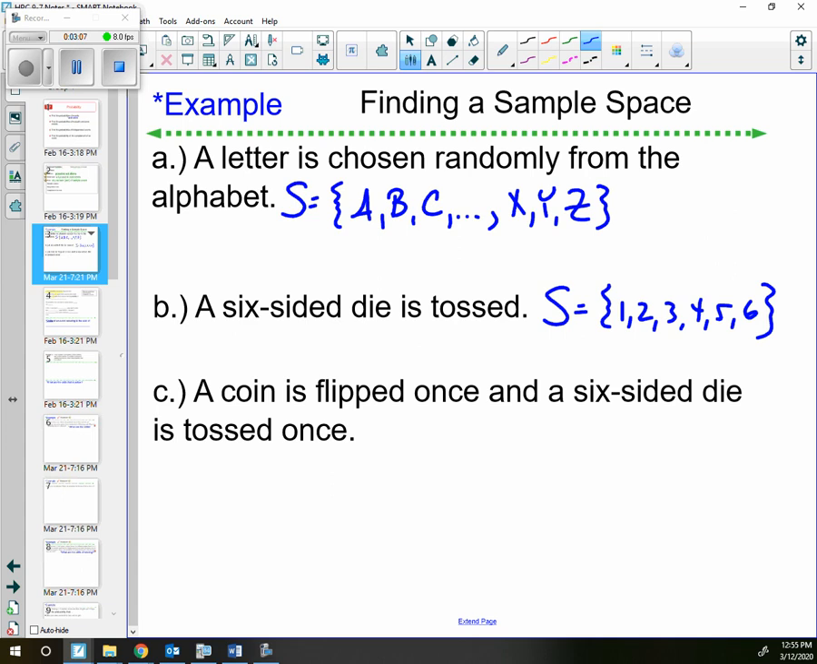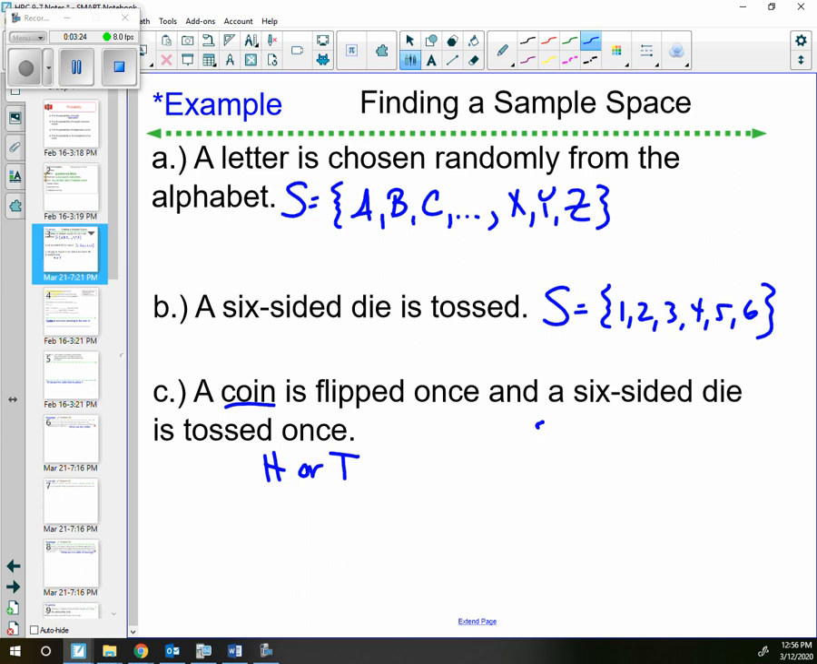If you flip a coin and you toss a die, what would be your sample space? Well, you're going to have two different things to keep track of then. So we have to think about what those outcomes could be. So what are your outcomes if you flip a coin? Well, you can either get heads or you can get tails.